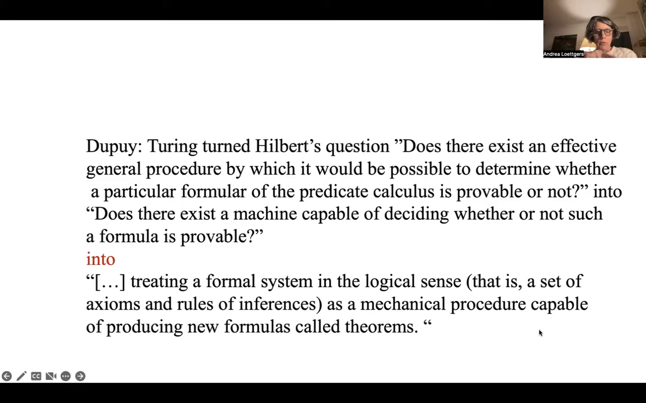Before I come to this, Dupuy writes that Turing turned Hilbert's question, does there exist an effective general procedure by which it would be possible to determine whether a particular formula of the predicate calculus is provable or not, into: does there exist a machine capable of deciding whether or not such a formula is provable? So as I said before, he turned it into this mechanistic version of solving the problem.